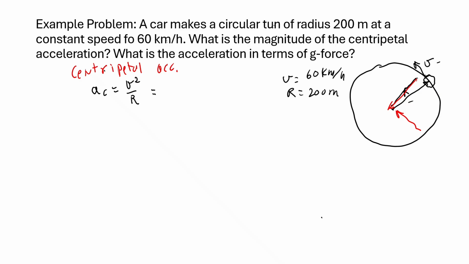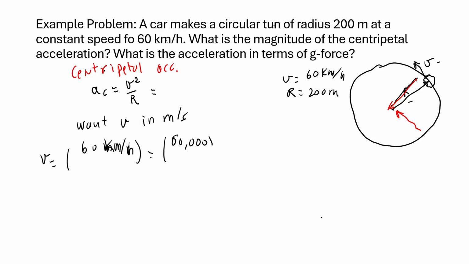But now the next step is we need to convert. We want the velocity in meters per second. So let's convert. Our velocity is 60 kilometers per hour. That's equal to 60,000 meters by 3,600 seconds. Dividing that out, we get 16.67 meters per second. So that's our velocity expressed in meters per second.